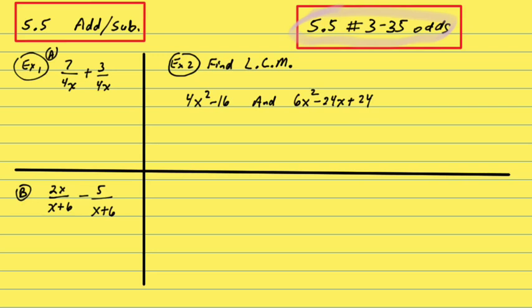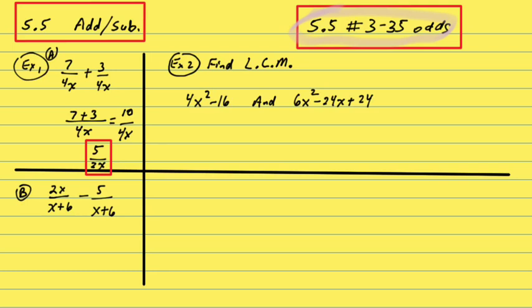To add or subtract fractions, you need a common denominator, like 4x and 4x are already common denominators. So you have 4x, basically you just add your numerators. So that becomes 10 over 4x. You could do half of 10 and half of 4x. Basically, factor out a 2 at the top, factor a 2 out of the bottom, and cancel. So the answer would be 5 over 2x.